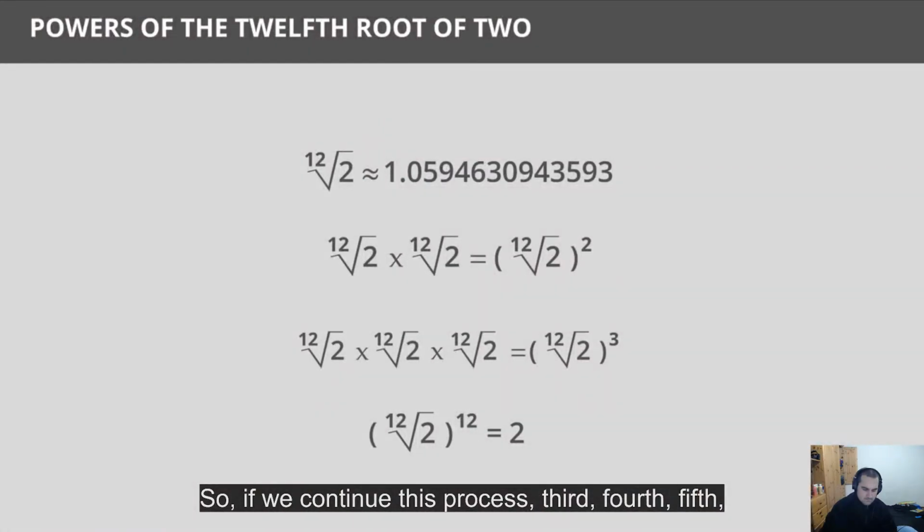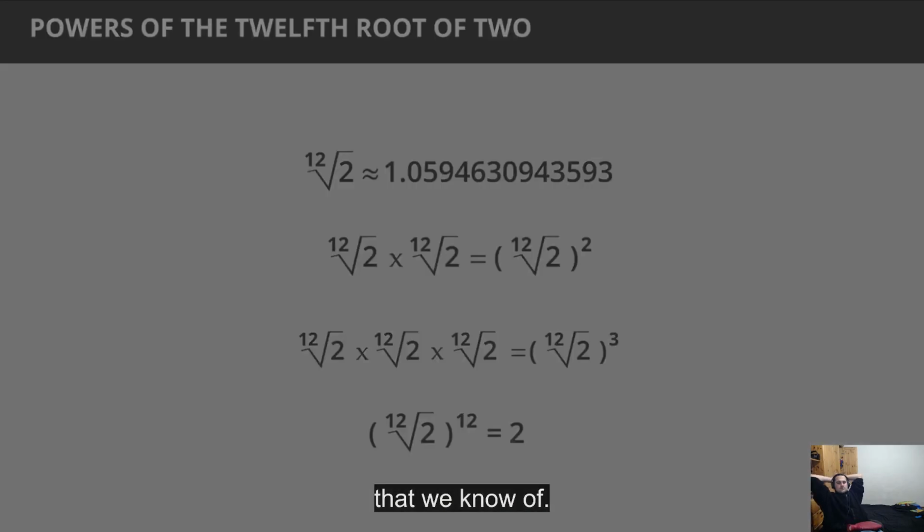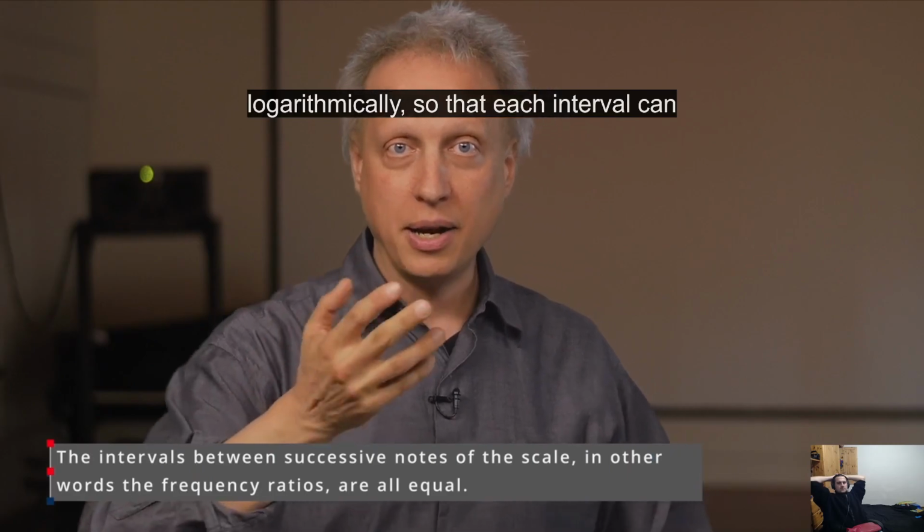If we continue this process, third, fourth, fifth, all the way up to the 12th half step, we're multiplying our original speed, 1, the default normal speed, by the 12th root of 2 times the 12th root of 2 times the 12th root of 2, in other words, to the 12th power. And what do you know? The 12th root of 2 to the 12th power equals 2. It's like the 12th power and the 12th root cancel each other, and you just get the 2, which is the octave that we know. So that's how you divide an octave, a frequency ratio of 2, into 12 equal parts logarithmically, so that each interval can multiply by the previous number.